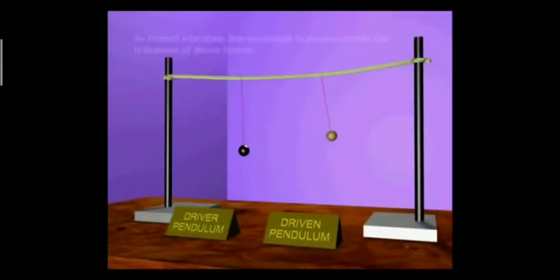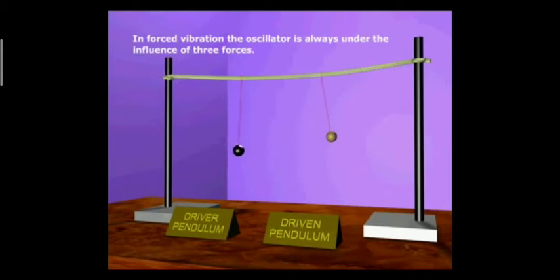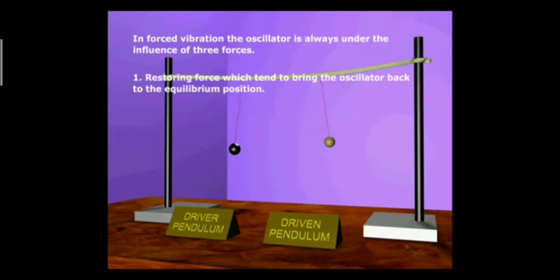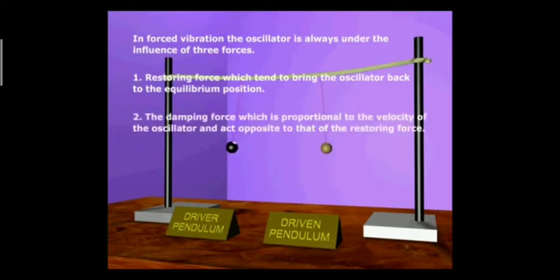From this video, we get a fair bit of conception about forced vibration and resonance. For a better concept, we have to do some maths, that means calculus. In forced vibration, the oscillator is always under the influence of three forces. Number one, restoring force, which tends to bring the oscillator back to the equilibrium position. Number two, the damping force, which is proportional to the velocity of the oscillator and acts opposite to that of the restoring force. Number three, the driving force, which is an external force applied to the oscillator.